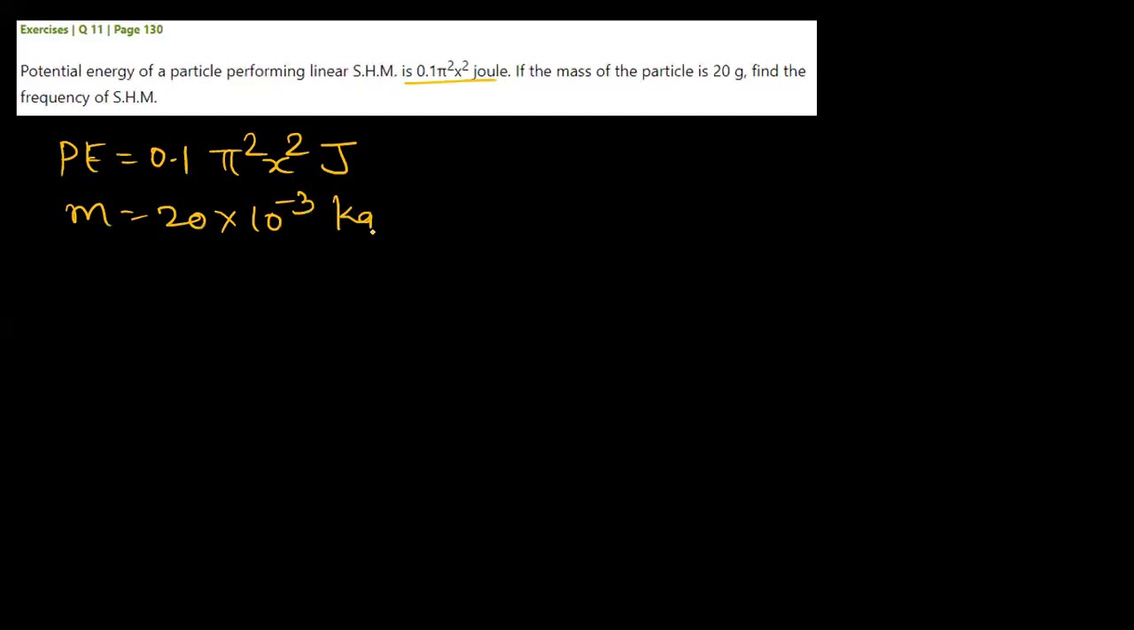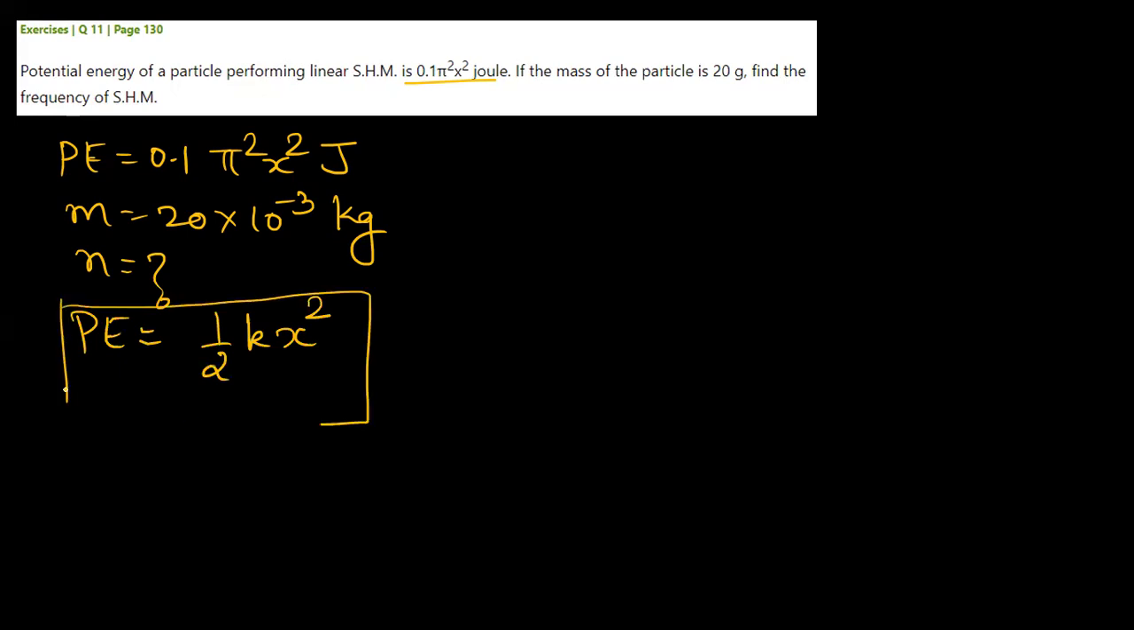Potential energy of a particle performing linear SHM is given as 0.1 pi square x square joules. If the mass of the particle is 20 gram, so 20 into 10 raised to minus 3 kg, find the frequency n. Since potential energy is given, we will use the potential energy formula, half k x square.